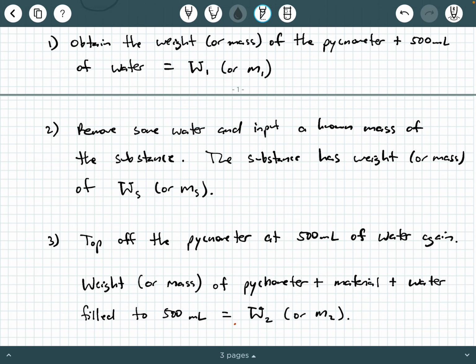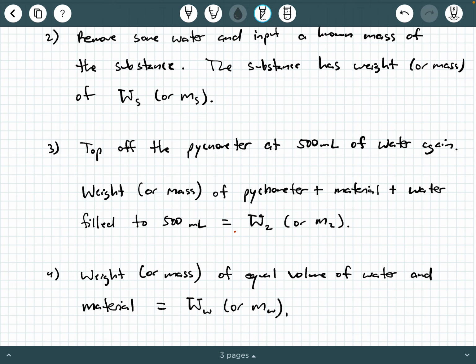So you're going to make sure that now you've got your pycnometer with either your aggregate or your soil inside of it, and you have filled it back up to the 500 milliliter mark, and you are not exceeding 500 milliliters. And then you're going to weigh or get the mass of that pycnometer plus the material inside of it plus water filled to the 500 milliliter mark. And we're going to call that W2 if it's a weight, or M2 if it's a mass.